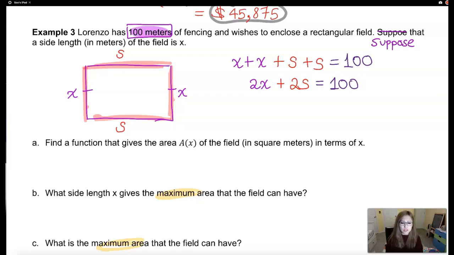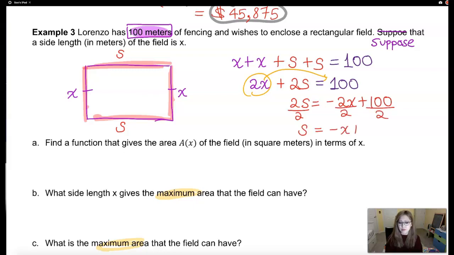So what I will do is this. I will move this 2x to the other side. Then I will have 2s equals negative 2x plus 100. And I can divide everything by 2. If I do that, the unknown side s is equal to negative x plus 50.